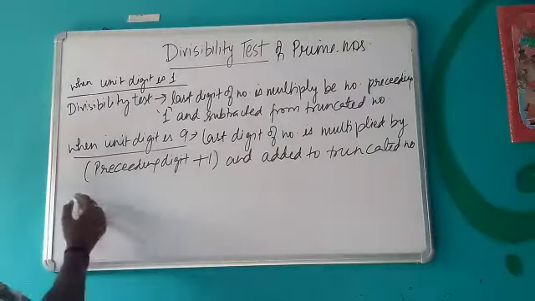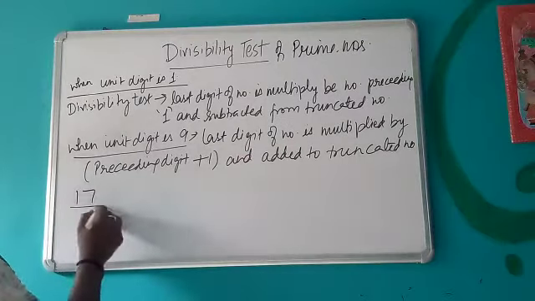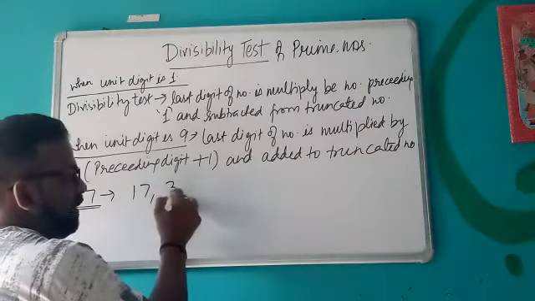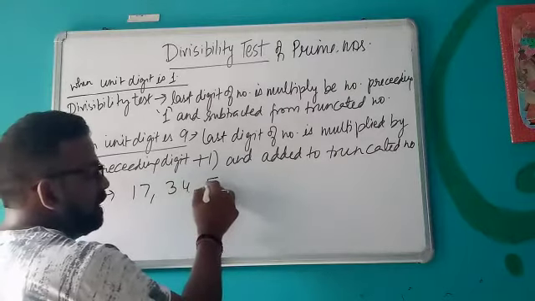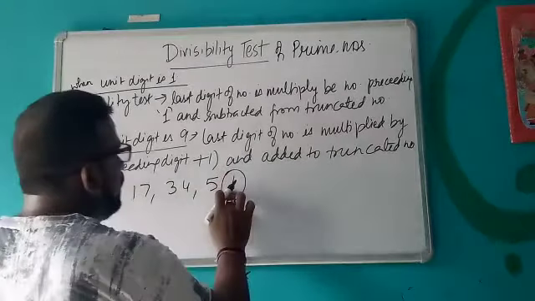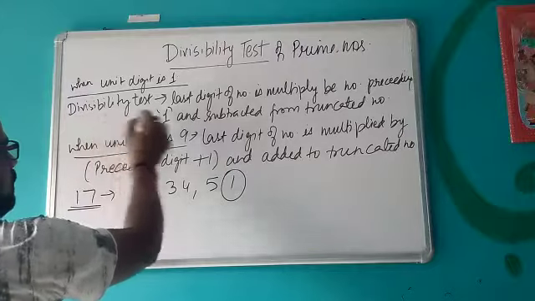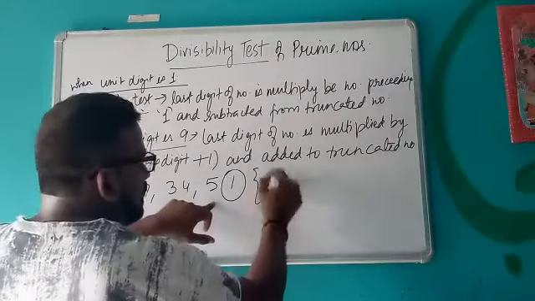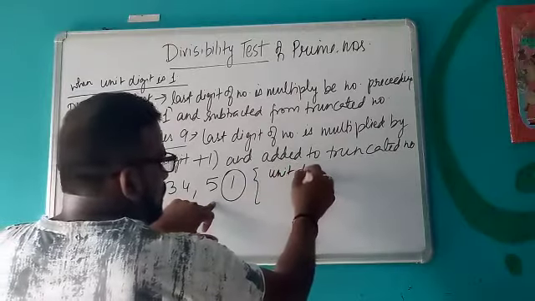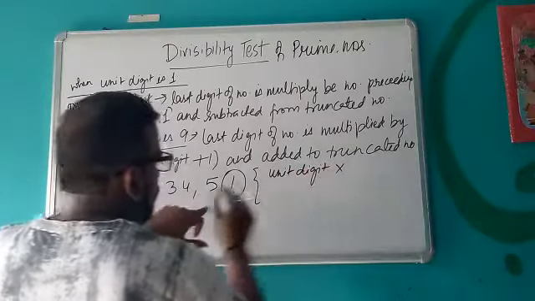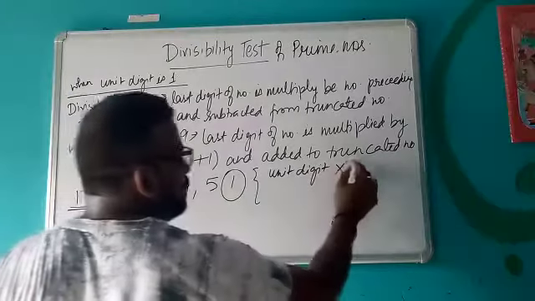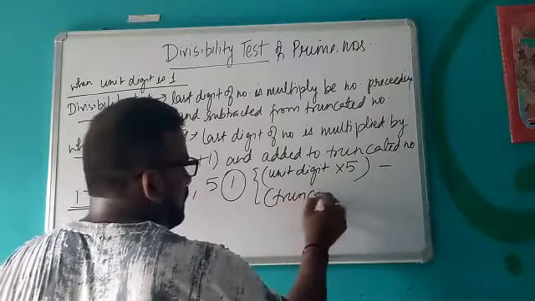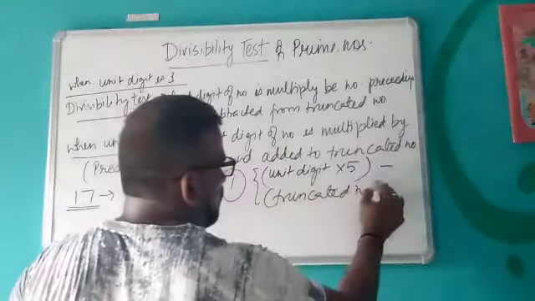Suppose you wish to calculate the divisibility test of 17. We write 17 ones are 17, 17 into 2 is 34, 17 into 3 is 51. So the unit digit is 1. So which form will we use? This one. Its divisibility test will be unit digit into the number preceding, which is 5, minus the truncated number.